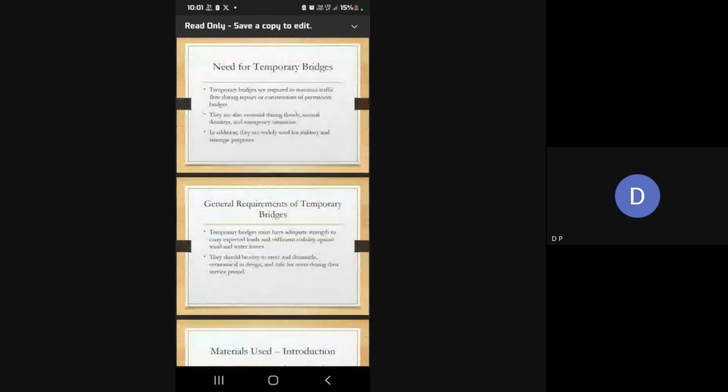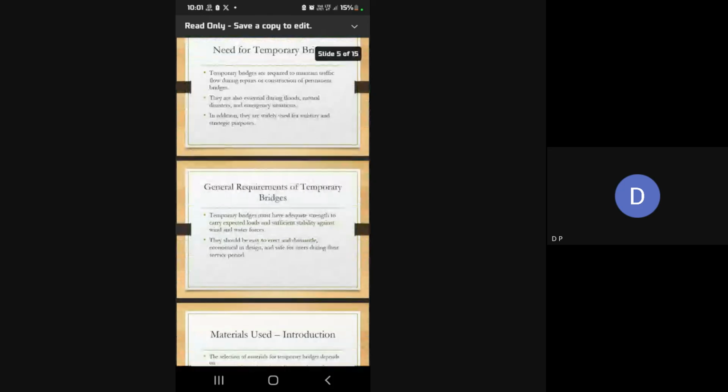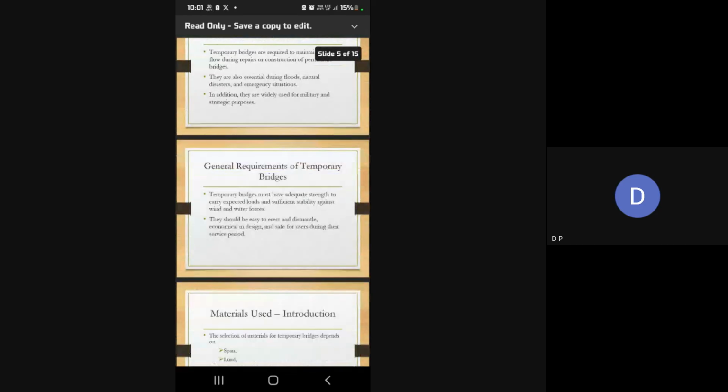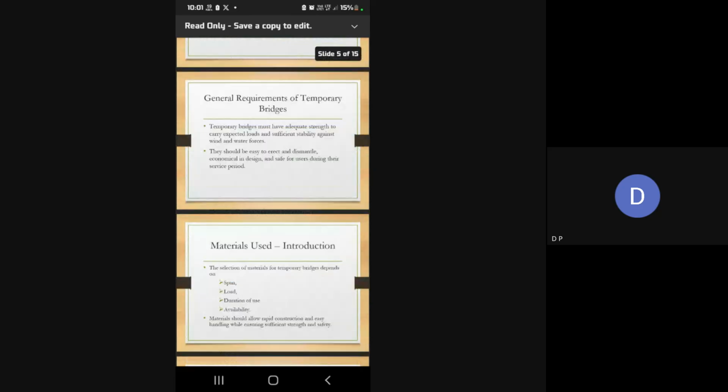General requirements for temporary bridges. Temporary bridges must have adequate strength to carry the expected load and sufficient stability against wind and water forces. They should be easy to erect and dismantle, economical in design, and safe for use during their service period.